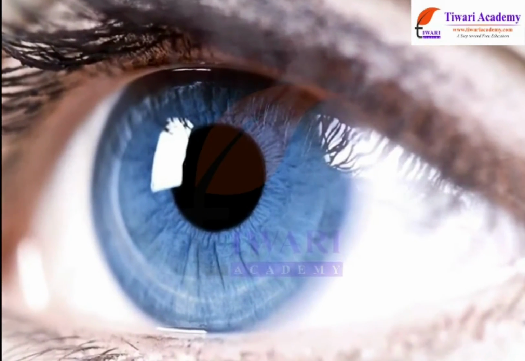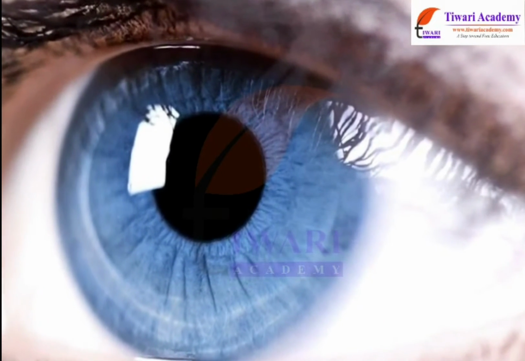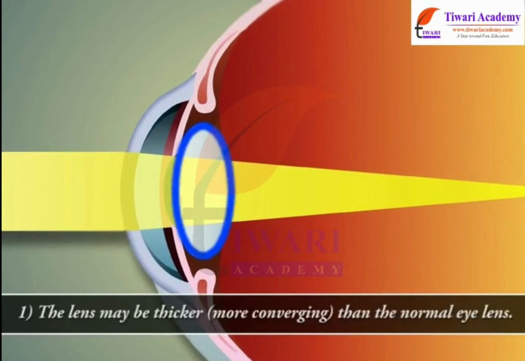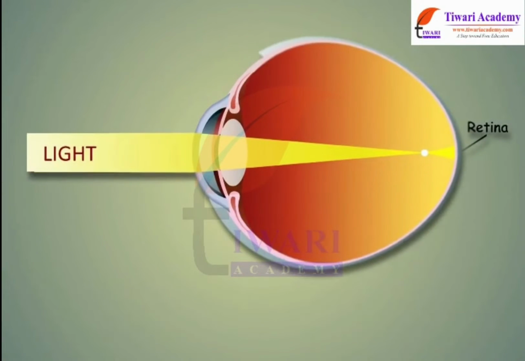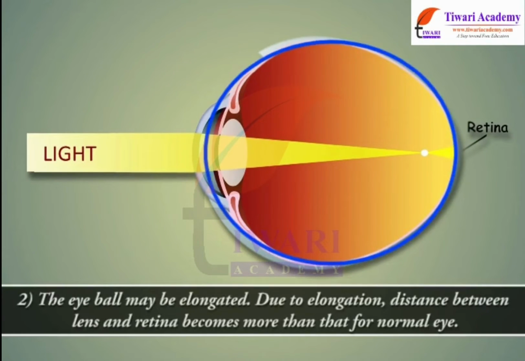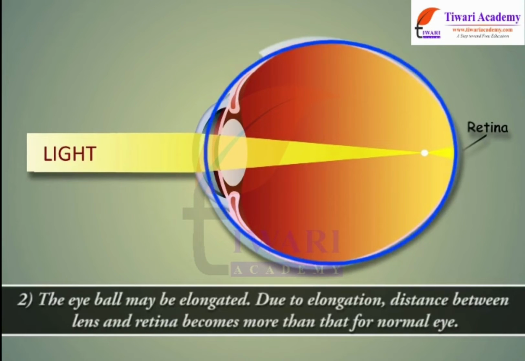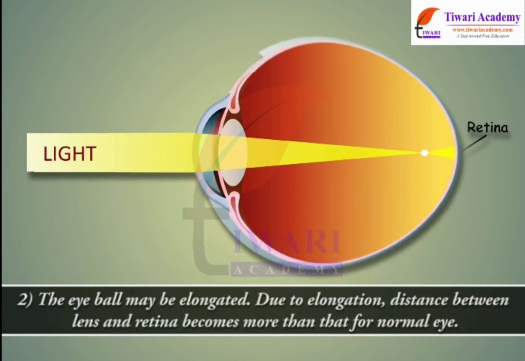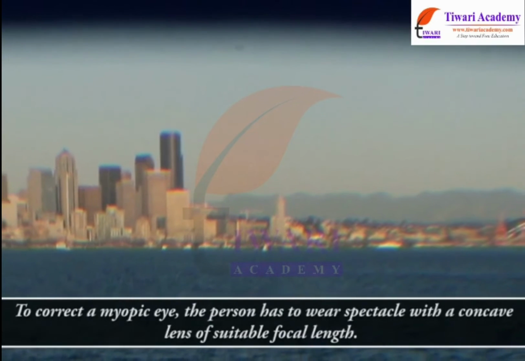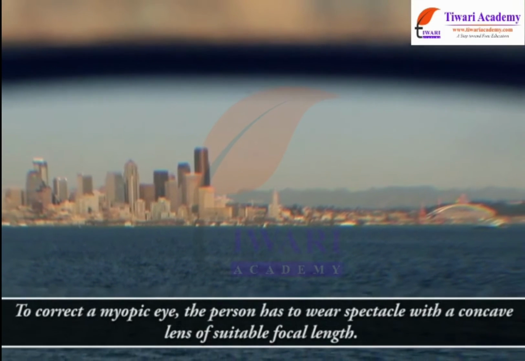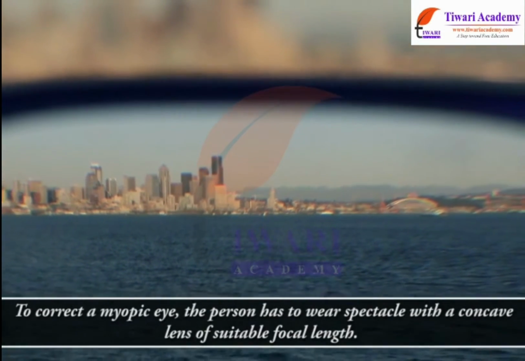Myopia is due to any one or both of the following factors. 1. The lens may be thicker, more converging than the normal eye lens. 2. The eyeball may be elongated. Due to elongation, the distance between lens and retina becomes more than that for a normal eye. To correct a myopic eye, the person has to wear spectacles with a concave lens of suitable focal length.